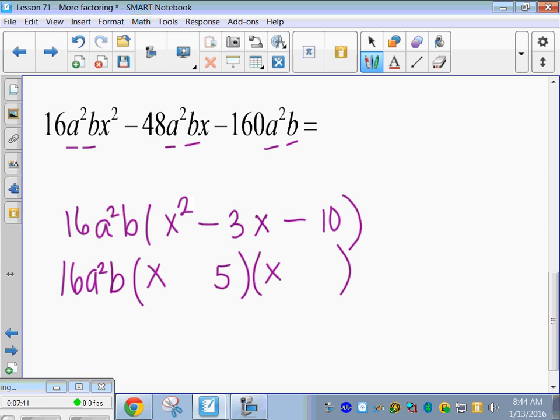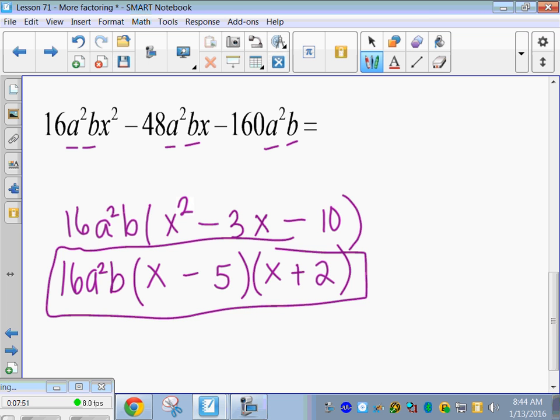Definitely 5 and 2. Okay, in order for them to add to negative 3, which one has to be negative? 5. Yes, and then multiplies also to a negative. And we got our final answer. But make sure you always show me the GCF step. That's really important, okay? These are two-step problems now.